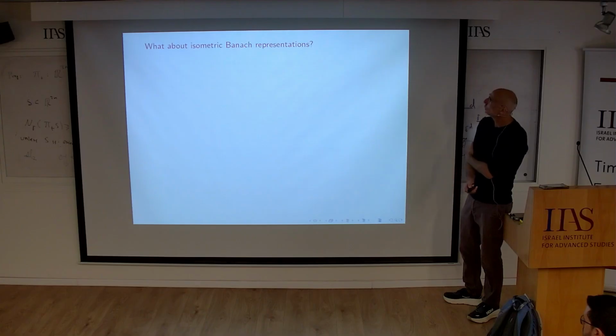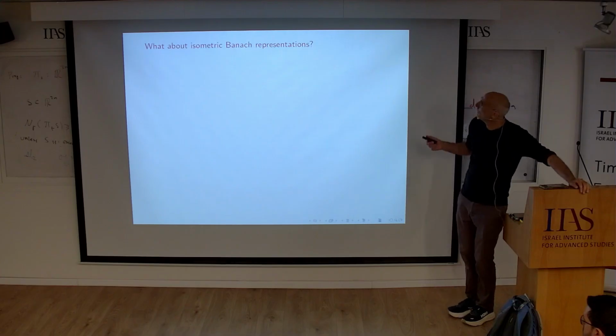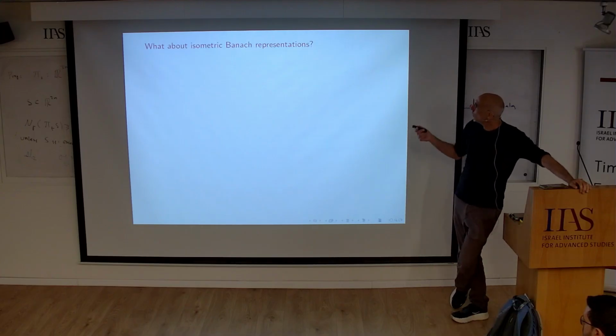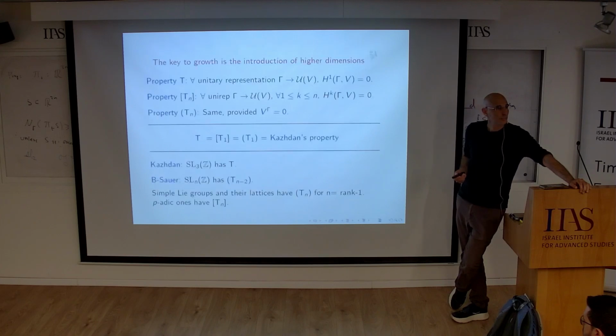Now I want to discuss isometric representations on Banach spaces, so I'm leaving the unitary world, and I want to say some things about more general coefficients. What about torsion inheritance in lattices?